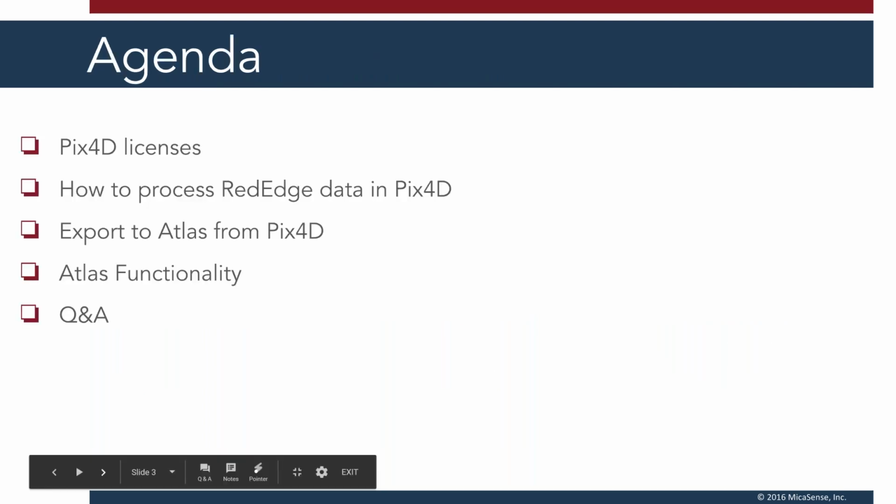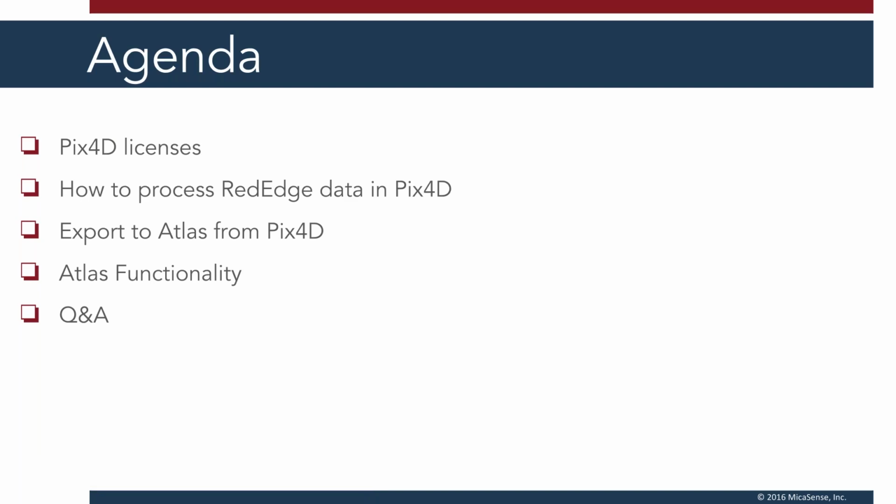So today's agenda is to go over the Pix4D licenses that MicaSense has available. How to process red edge data in Pix4D will also be covered. Exporting to Atlas from Pix4D, and finally we'll cover general Atlas functionality for those on the call who may have Pix4D but are unfamiliar with Atlas. And finally, we'll have some time for questions at the end.